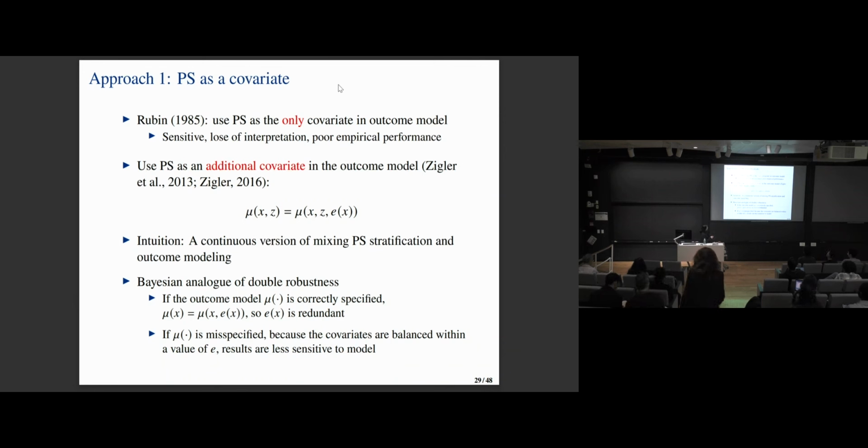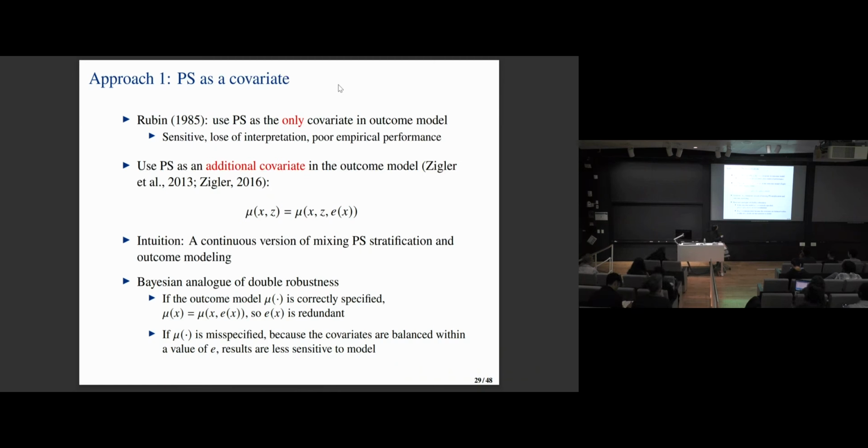So you have this outcome model, but you use the propensity score as an additional covariate. I will talk about that in a moment. So why do you do that? This later turned out to be almost like a Bayesian analog to double robustness. Let me explain that in a moment.